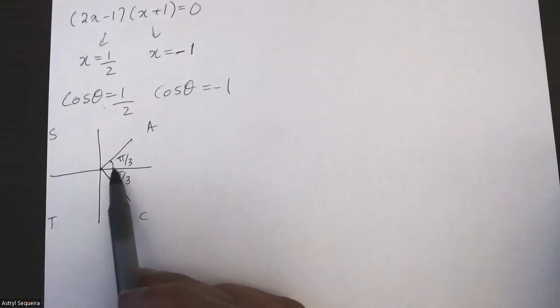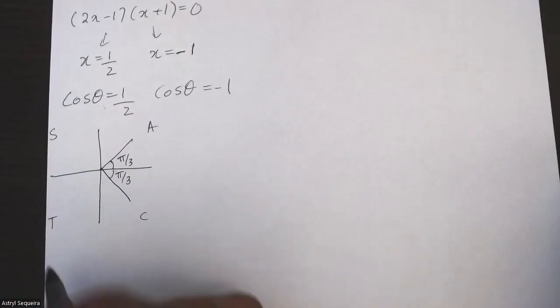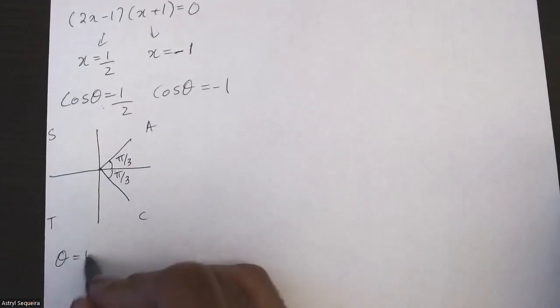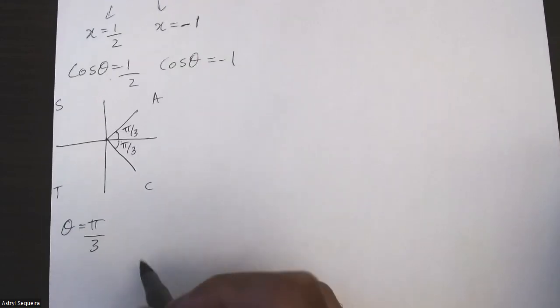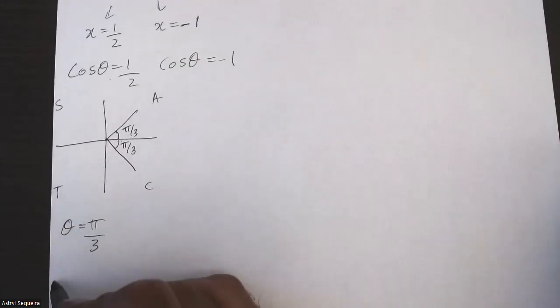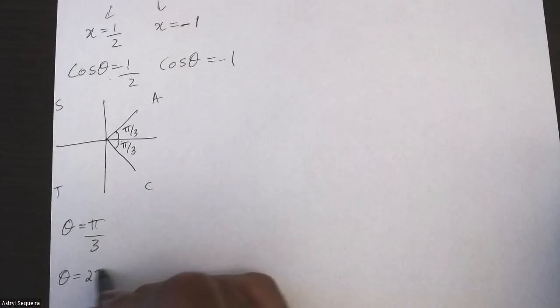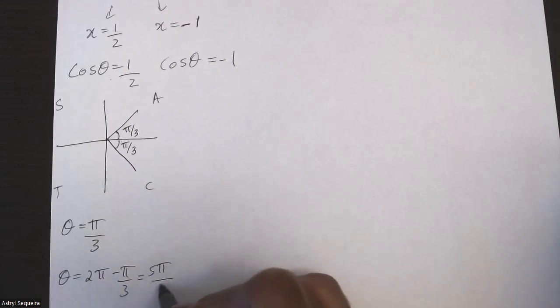And then my two solutions, my first solution over here is just pi over 3. And my second solution is 2 pi minus pi over 3, which is 5 pi over 3.